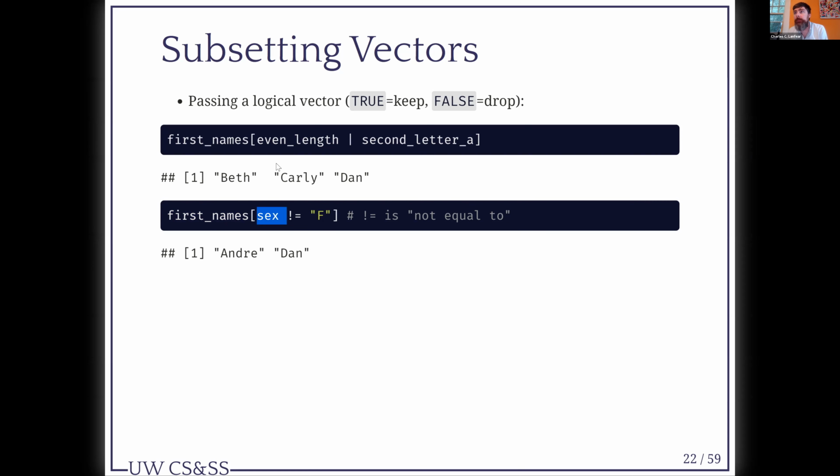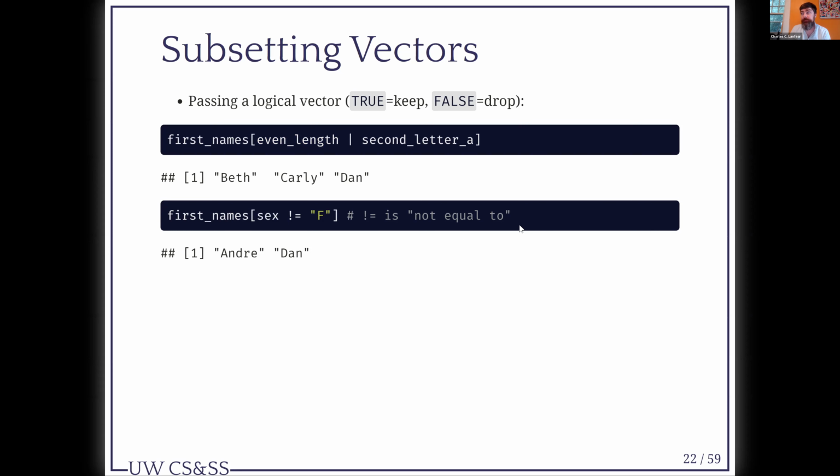Just to clarify here, there is nothing inherent that links even length and second letter to each other or to first names. Even length and second letter are not properties of first names. These are just arbitrary vectors. You could subset on anything over here as long as it's logicals, and that would work. I'm not somehow extracting the sex of the name from first names. This is just a vector I created earlier that takes M's and F's as values.